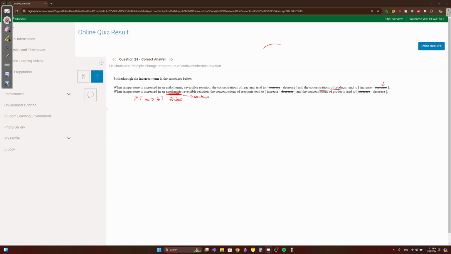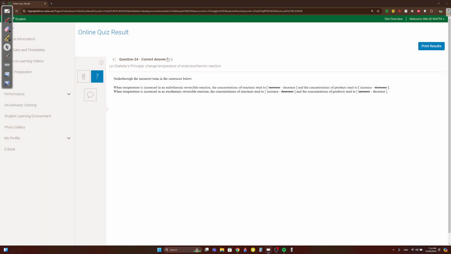So what will happen to the concentration of the reactants? If you're going backward, the reactants will increase, but now we want the incorrect term, so we click decrease. And the concentration of products, if you're going backward, what will happen? The products will decrease, but now we said select the incorrect option, so increase.